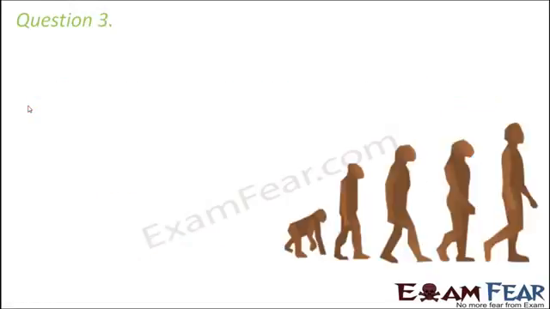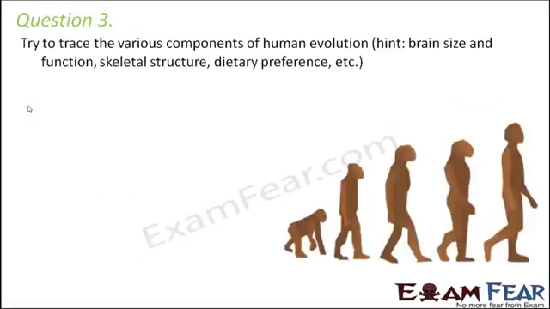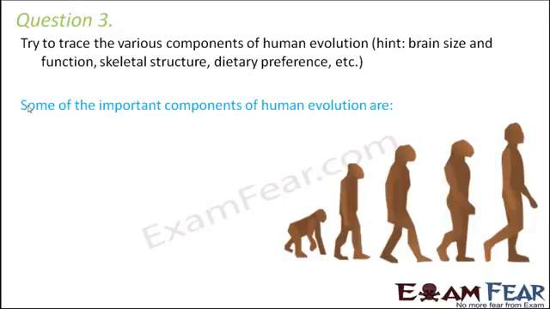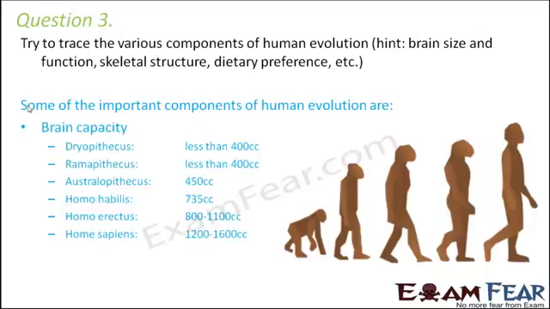Question number 3. Try to trace the various components of human evolution. For example, brain size and function, skeletal structure, dietary preference, etc. So how all these things changed in different stages of human evolution. Let us look at the important components. One of the important components would be the brain capacity, because brain is one of the very important parts of human beings, which is not present in all other animals.